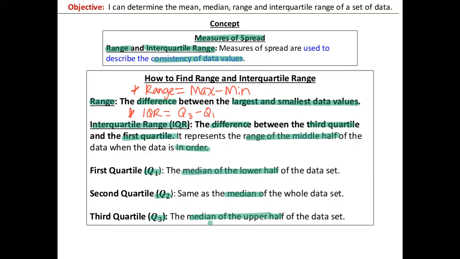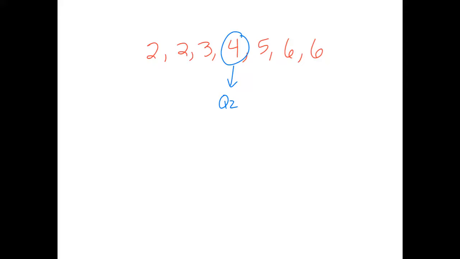And I know that probably doesn't make any sense right now, but I'm going to show you just a quick example. You don't have to write this down if you don't want to. Let's say I have 2, 2, 3, 4, 5, 6, 6 as my data. The number in the middle, 4, would be my Q2, which is the same thing as the median. We don't really ever use Q2, it's the median. And that cuts your data in half.